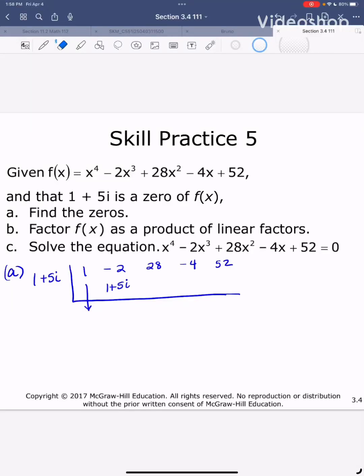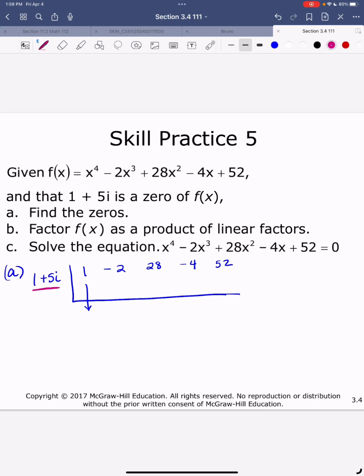We've got that f of x is a fourth degree polynomial, and we want to first start by finding the zeros of it, given that 1 plus 5i is a zero. So I have some information about a complex zero, and so I need to find the remaining zeros. Well, we're going to perform the synthetic division to do so.